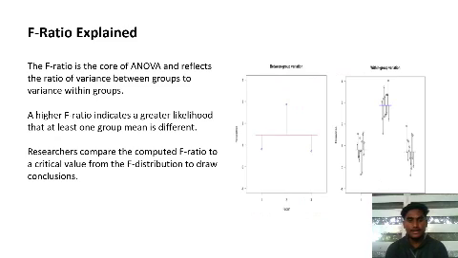F ratio explained. The F ratio is the core of ANOVA and reflects the ratio of variance between groups to variance within groups. A higher F ratio indicates a greater likelihood that at least one group mean is different. Researchers compare the computed F ratio to a critical value from the F distribution to draw conclusions.